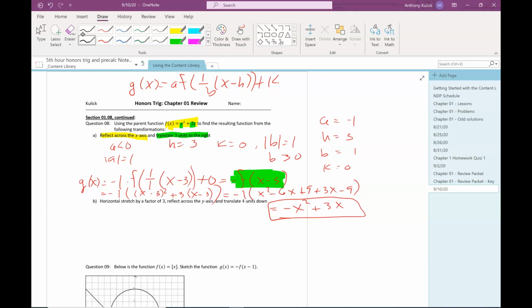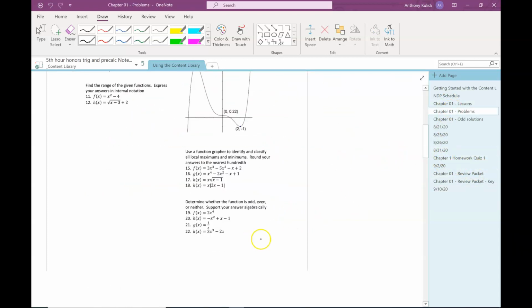Kristen. Sure. So we're looking at the homework, right? Okay.